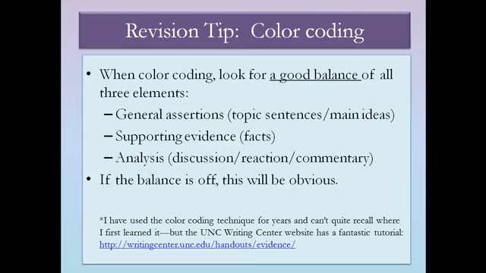Now, if the balance is off, this will be obvious. What often happens is people will color code their papers and they'll see that they've got plenty of number 1 and number 2, but hardly any number 3. And there you go. Now you know that you need to do more analysis, more critical thinking, you need to think about the implications of what you've written and what it means for practice and what it means for further research. So it makes it easier again to see the problems and the mistakes.